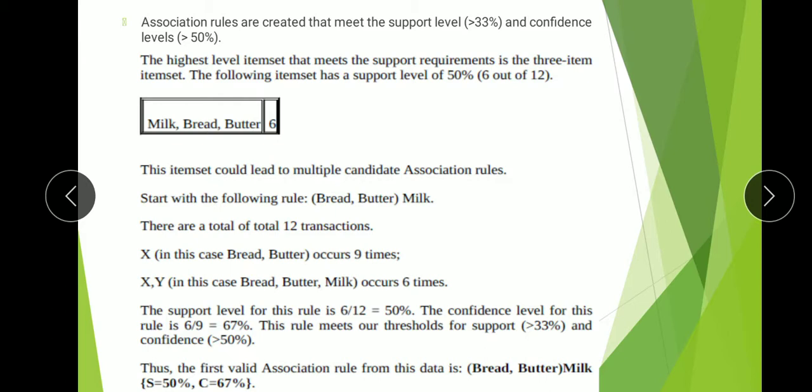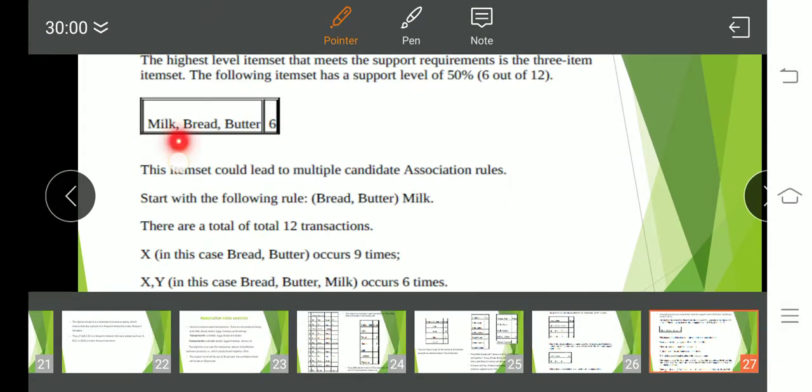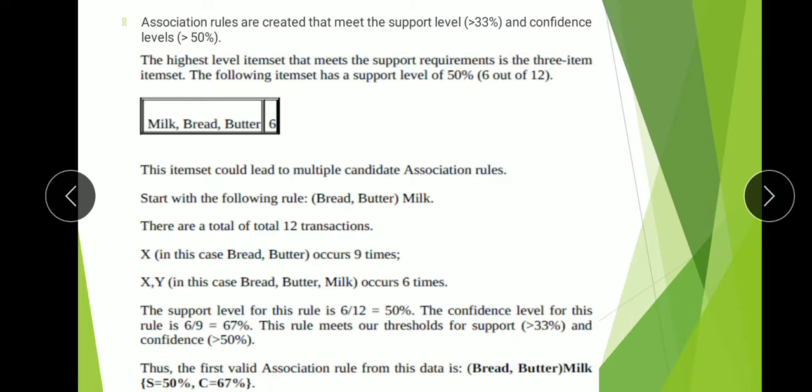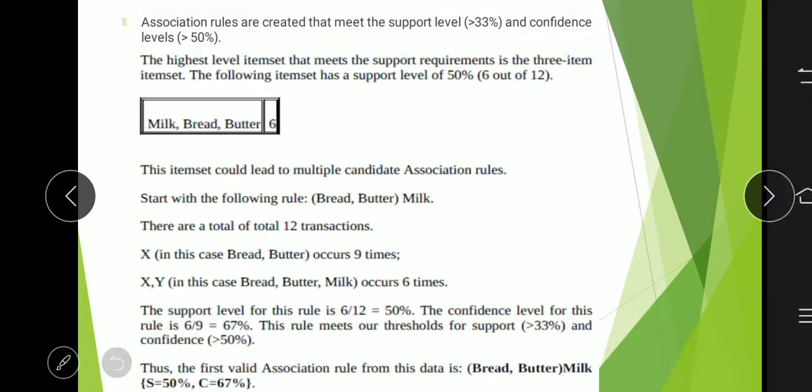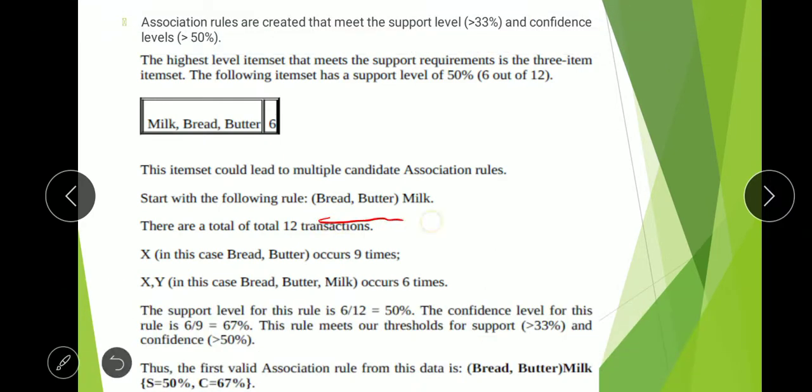Let us take the first association rule. We can create multiple candidate association rules from this. We can take milk, bread first and then butter, or milk, butter first and then bread, or bread, butter first and then milk. We can have multiple combinations. Let us start with bread, butter and milk. So bread, butter is taken as X here and milk is taken as Y. This is our X and this is our Y.